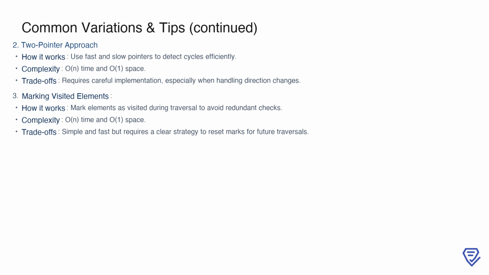Another effective technique is marking visited elements. By marking indices as visited during traversal, you can avoid redundant checks and speed up processing. This approach is also O(n) in time and O(1) in space, but it's important to have a clear strategy for resetting marks if you need to process the array multiple times. These techniques balance efficiency and simplicity, making them preferred choices for this problem in both practice and interviews.